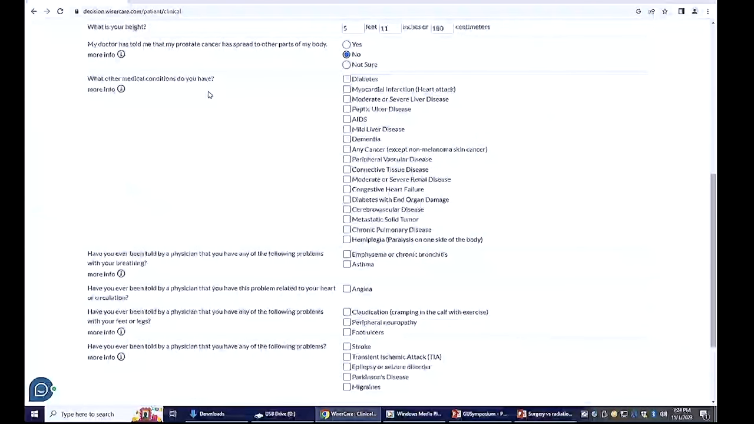And then it asks you a list of medical conditions. So you might pick one or two of them, or you might say you have no medical conditions. Hypertension. Hypertension is not in here. So should I put myocardial infarction? No.